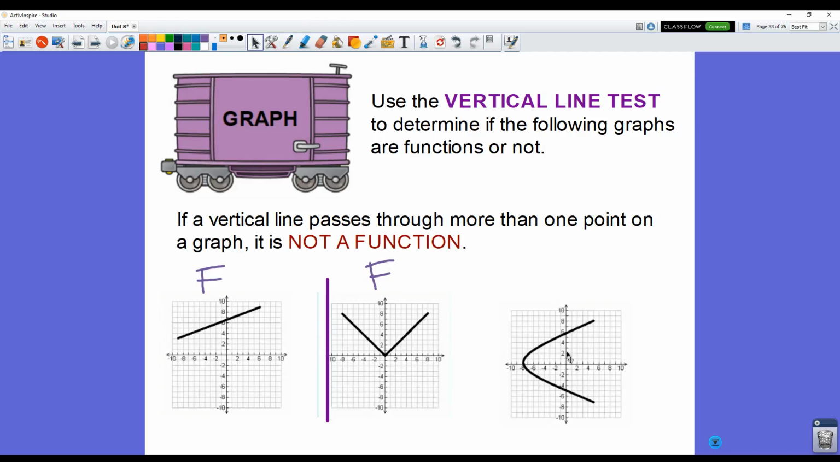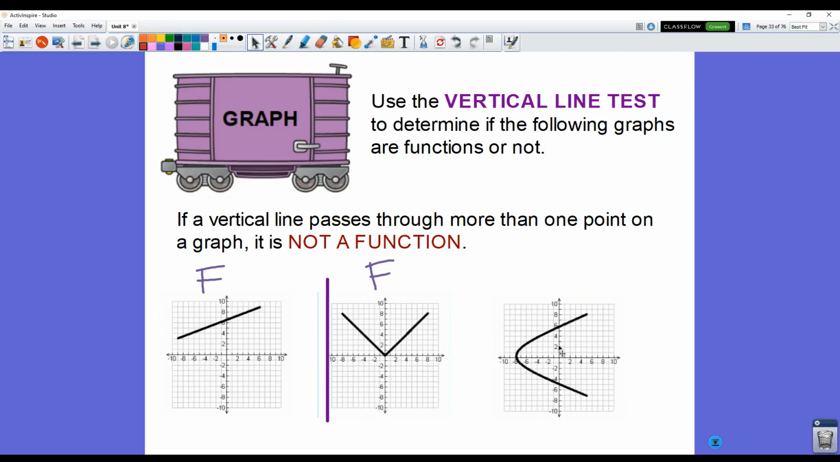Last graph. Is this a function or not a function? Okay, let's pull this vertical line across it. You can see I'm only hitting this one point right here, but any place else on this graph, I hit in more than one place. Here, I'm hitting the graph here as well as here, and that continues throughout the rest of it. Because I'm hitting in two places, this is not a function.